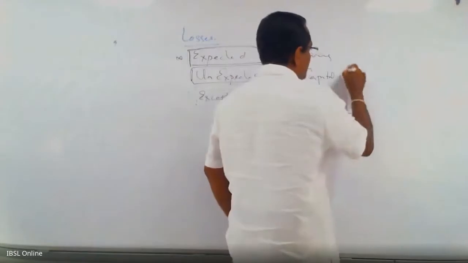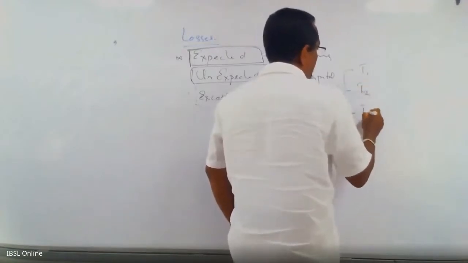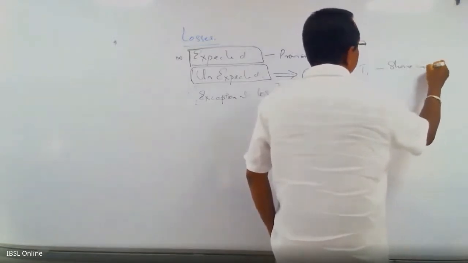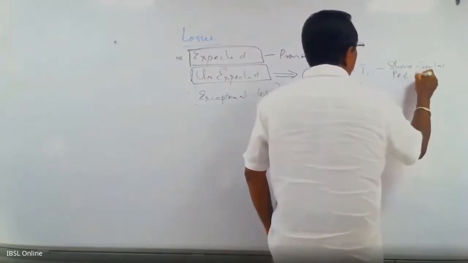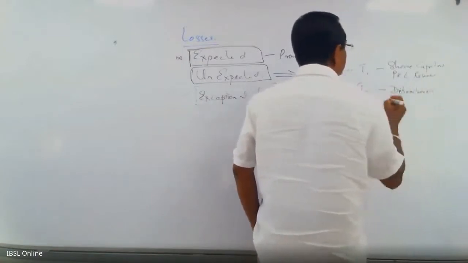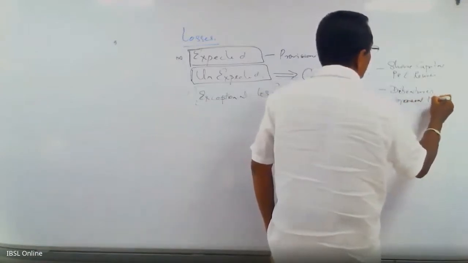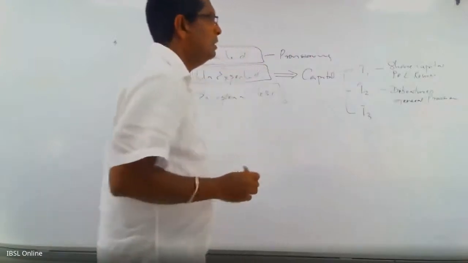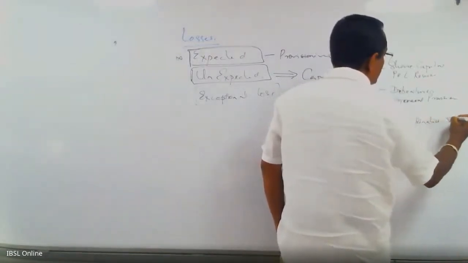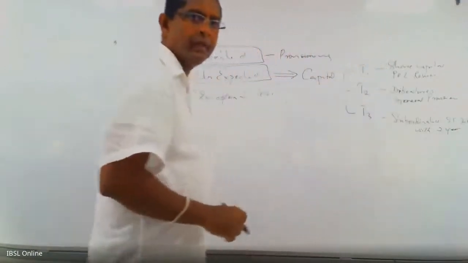Then we came into what types of capital? We have tier 1 capital or core capital, then tier 2 capital and tier 3 capital. Tier 1 capital: ordinary shares, share capital, then P&L reserves. Tier 2 capital: debentures, then general provisioning, and those things. Then tier 3 capital is subordinated short-term debt with 2-year maturity, right? 2-year maturity.